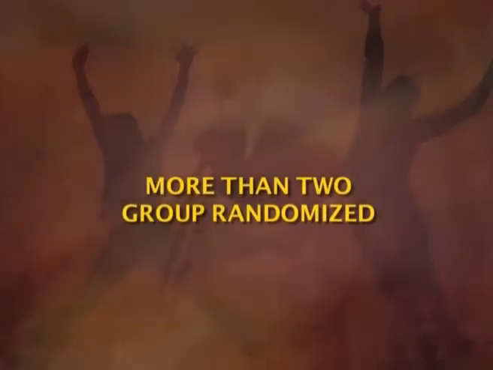A second type of randomized design is the more than 2-group randomized design. Now this in many ways is a more effective design than the two-group randomized design, because here we can use more than 2 manipulations of the independent variable. Say for example, we want to know the efficacy of 4 teaching methods, teaching method A, teaching method B, teaching method C and teaching method D on student achievement.